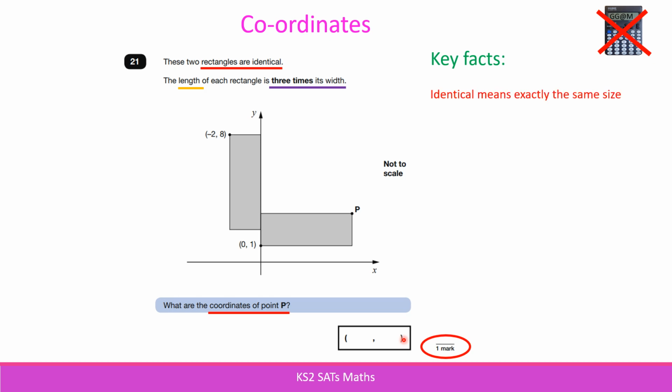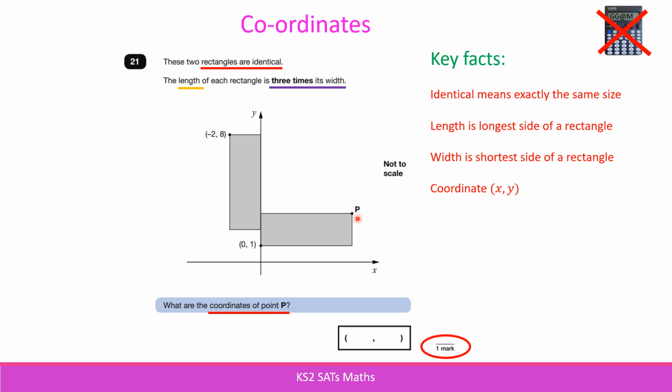Now your key facts. First of all, you need to know that the word identical means exactly the same size. So both of these rectangles are exactly the same size. Now the length is the longest side of the rectangle, which is this distance across here. This is my length. And the width is the shortest side, so that distance here. And when you write your coordinates, you write an x coordinate first and then the y coordinate afterwards.